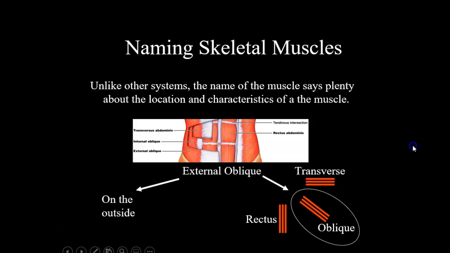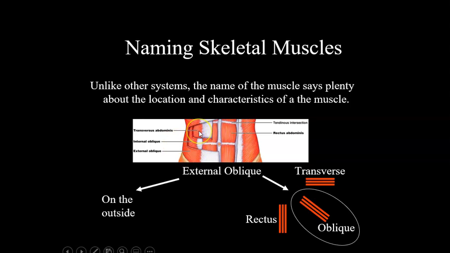We can figure out information about skeletal muscles based on how we name them. So for instance, the external oblique, that's going to be found right here, your outermost abdominal muscle. External means it's on the outside. Oblique means that the muscle fibers are running in a diagonal direction. So if they were running back and forth, we would call it transverse.